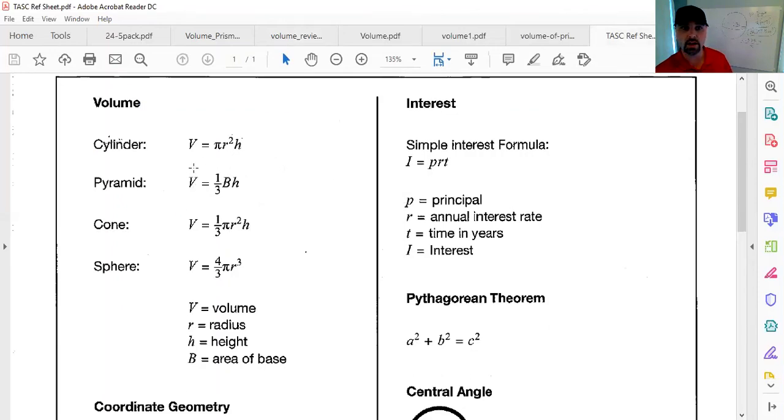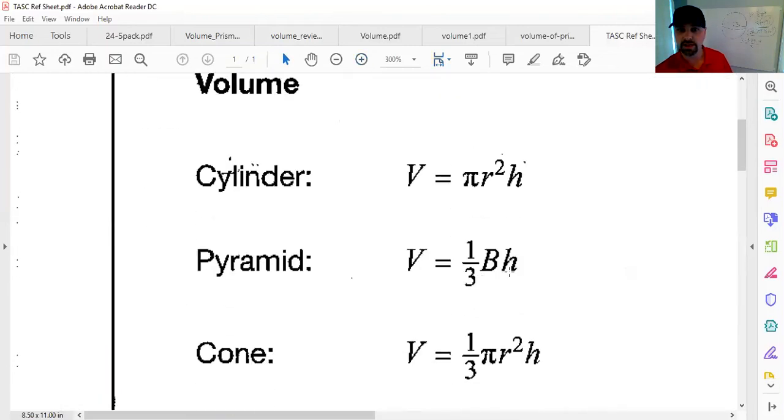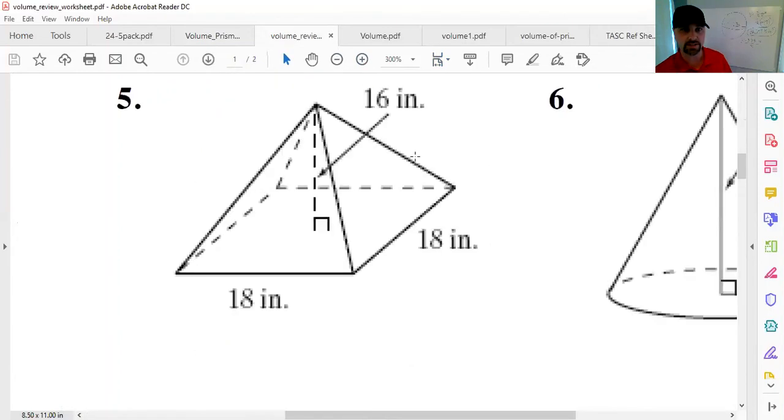regardless of what the base looks like, always falls under this same formula. Let's look at it. 1/3 big B times H. The big B means area of the base. So when you have a pyramid, as in this problem, the first thing you do is find the area of the base. All right. So why don't you go ahead and draw this out and first find the area of the base.